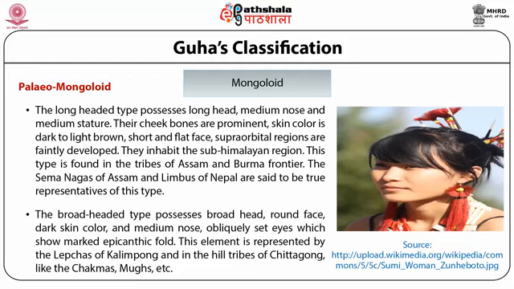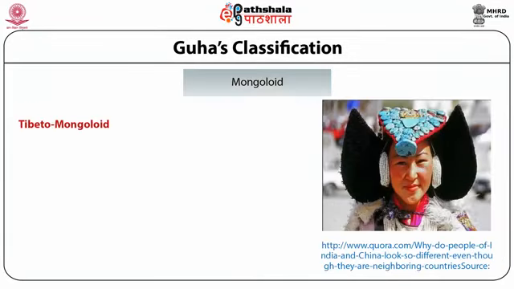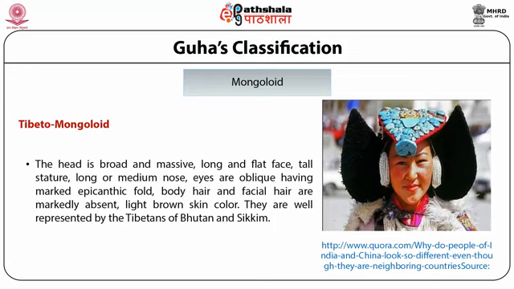This element is represented by the Lepchas of Kalimpong and in the hill tribes of Chittagong like the Chakmas, Mughs, etc. The second subtype of Mongoloid is Tibeto-Mongoloid. The head is broad and massive, long and flat face, tall stature, long or medium nose, eyes are oblique, having marked epicanthic fold, body hair and facial hair are markedly absent, light brown skin color. They are well represented by the Tibetans of Bhutan and Sikkim. It is believed that they must have infiltrated from Tibet in comparatively later times.